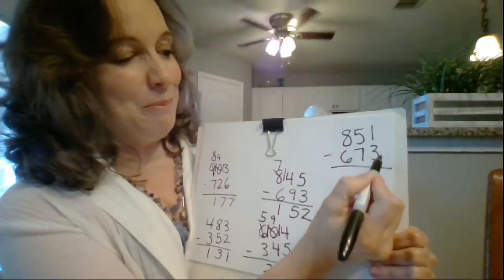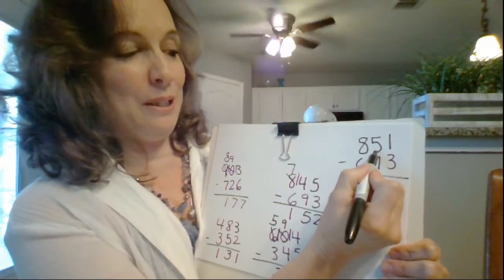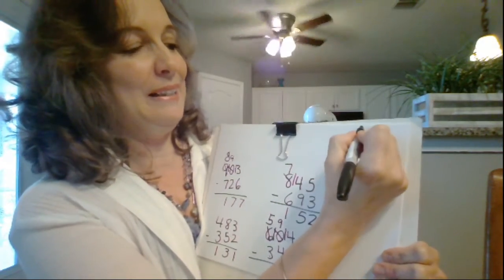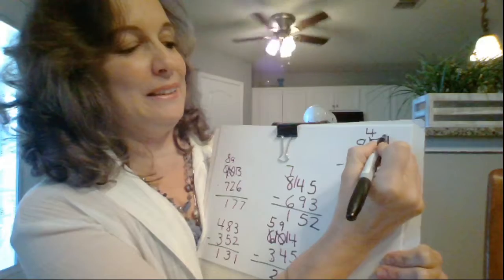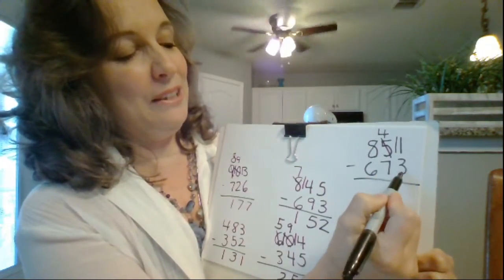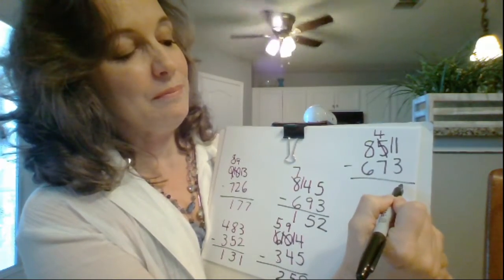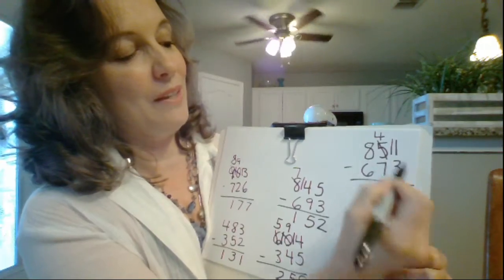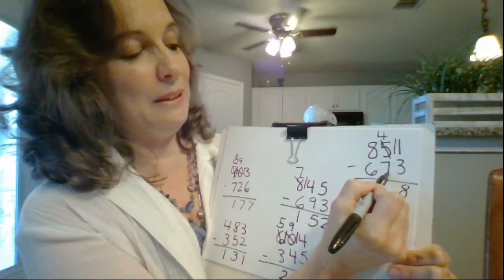All right, 851 minus 673. All right, I like this problem. If the bottom is bigger, we must borrow. Can we borrow from this? Yes, we can. So we make that a 4, and this is 11. 11 minus 3 is, 4 minus 7. Oops, the bottom is bigger.